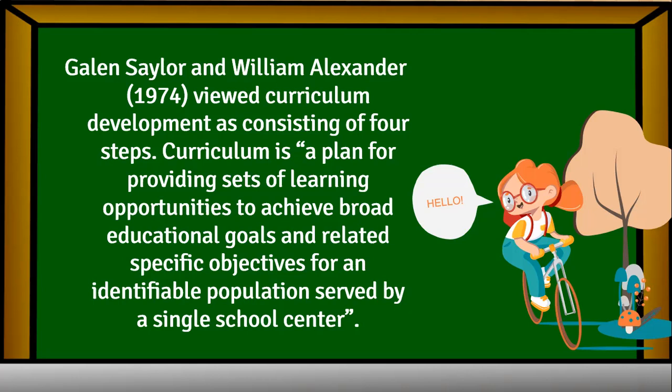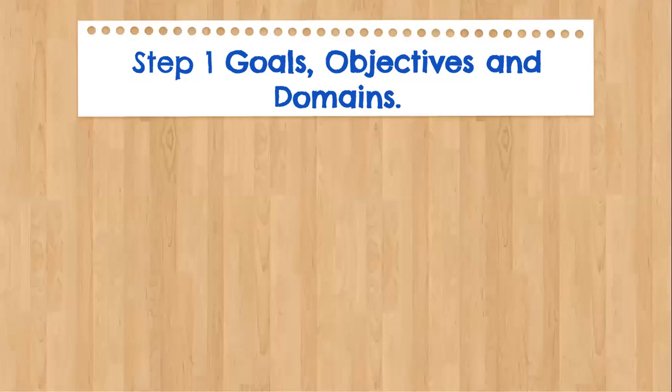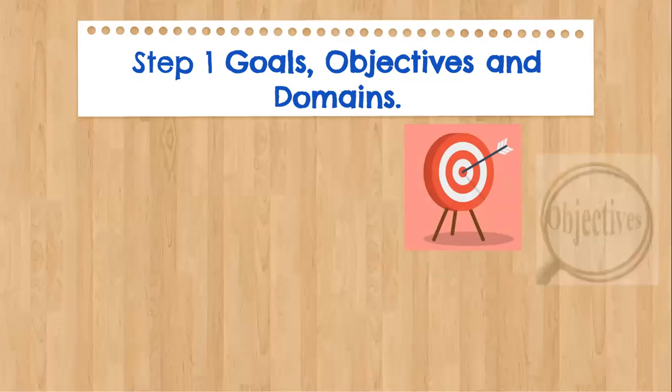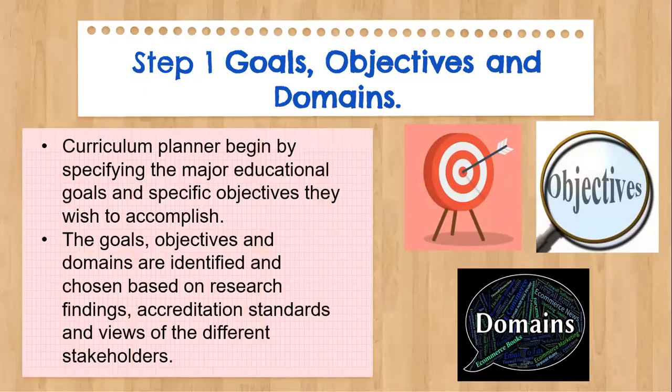Since there are 4 steps, we have this first step: the goals, objectives, and the domain. So yes, curriculum planners begin by specifying the major educational goals. It's very important that if we make our own curriculum, we should set our objectives and goals, because it's the same with making our lesson plan. On the first part of the lesson plan, we have our objectives. Why do we need to make our objectives? Because we want our students to achieve something at the end of the discussion.